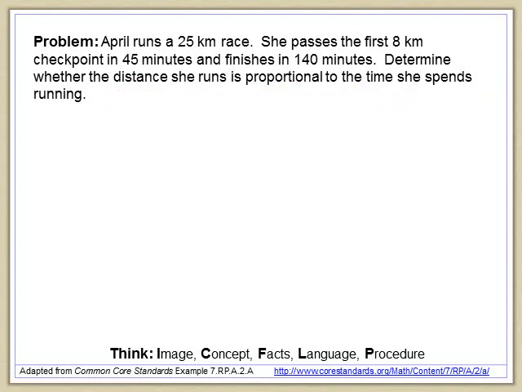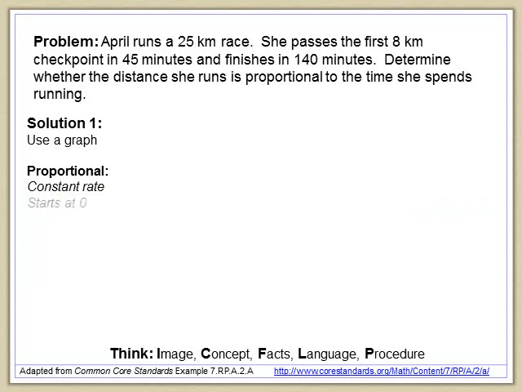In this first approach to the problem, we'll use a graph. And the key idea here is proportionality. Is this a proportional relationship between distance and time? So students need to understand, what does proportionality mean? Well, what it means is that the phenomenon in question is happening at a constant rate. A constant rate. And we'll get more into detail about exactly what that means.